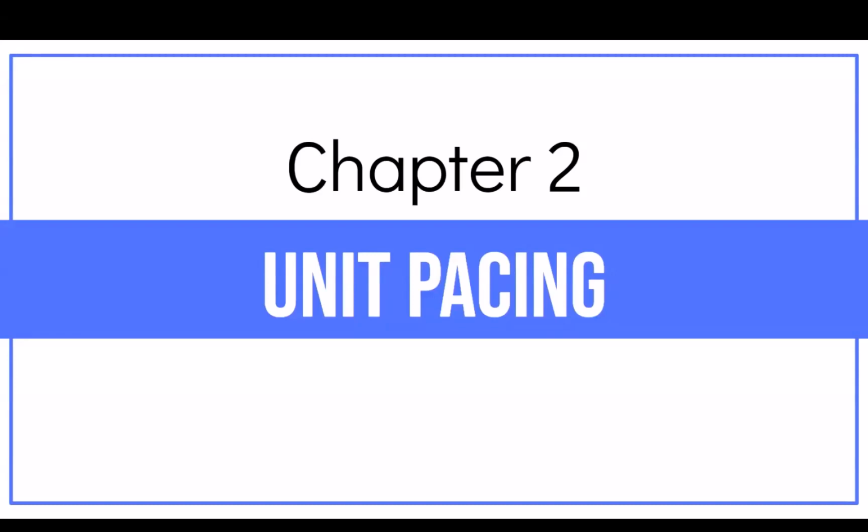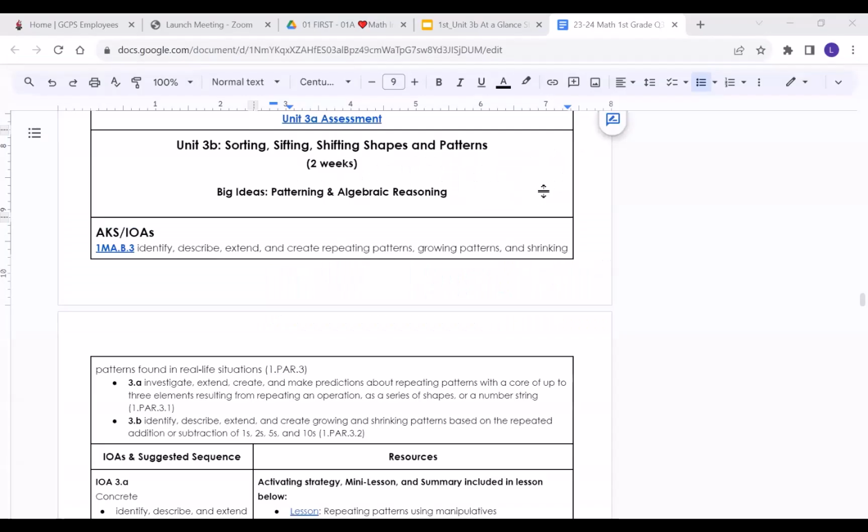Now let's look at the pacing guide to see how the AKS and IOAs have been paced out over the course of Unit 3B. In this portion of the pacing guide, we see the name of the unit, the big ideas for the unit, and the suggested pacing. Unit 3B will focus on patterning and algebraic reasoning. The suggested pacing for the unit is about 2 weeks. In the next box, we see the AKS and IOAs that will appear in the unit. Unit 3B teaches AKS 3 through the IOAs 3A and 3B.